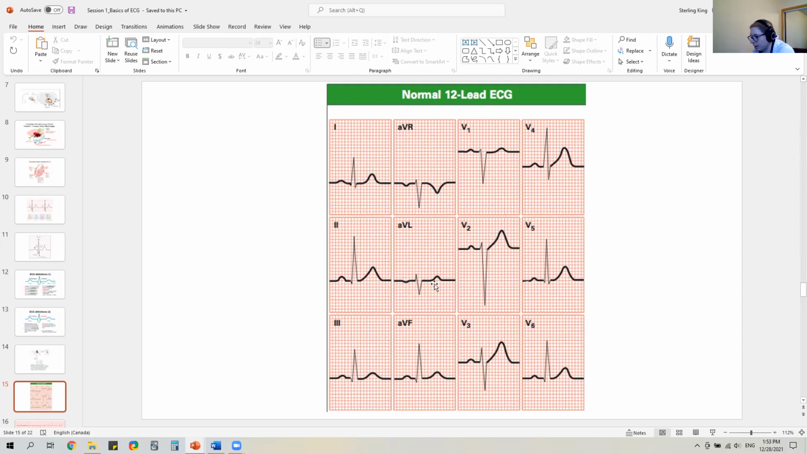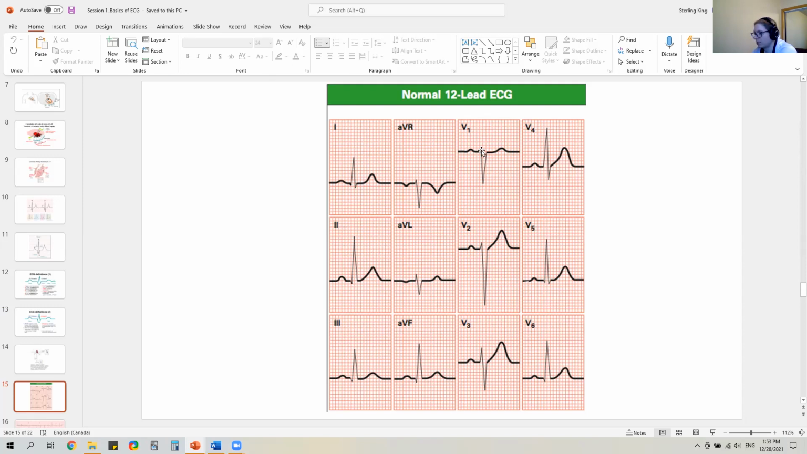AVL here, this one looks a little bit different, but it's still normal. Everything else is normal as well. You can see this P goes a little bit down. It can also go up, that's normal. And then R, S, and then T. And then if we go to AVF, we see the P, Q, R, and then the T.